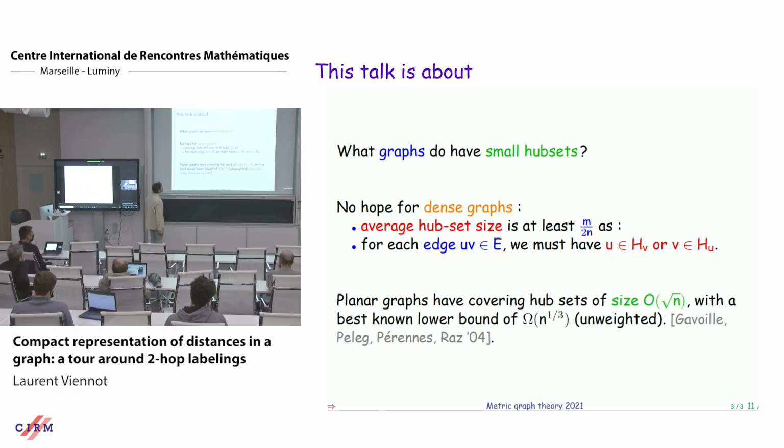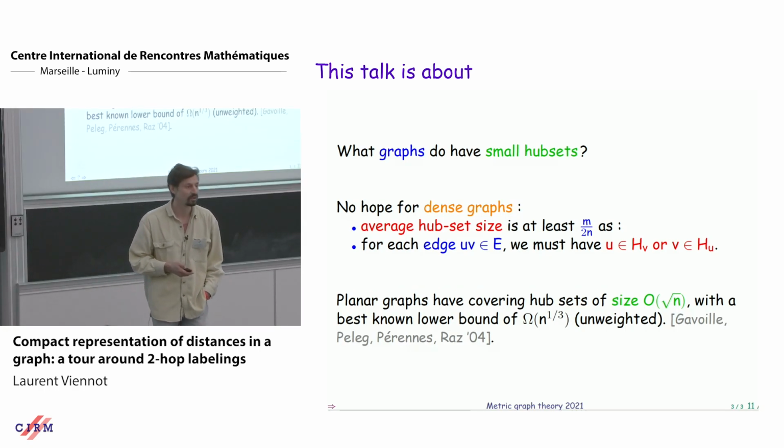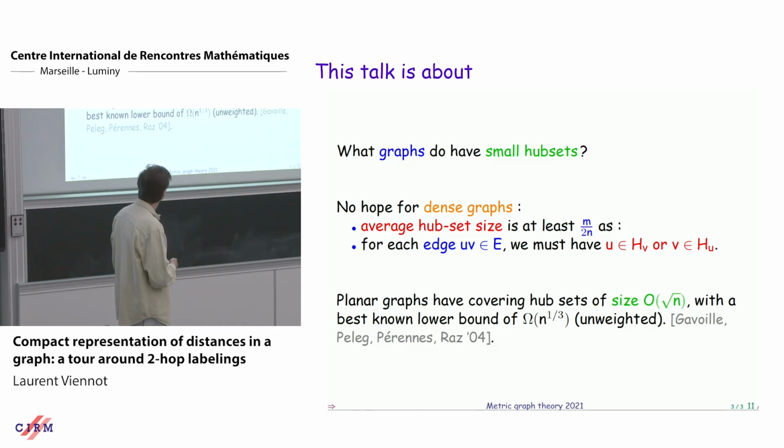But for planar graphs, for example, you can do upsets of size square root of n. And there is a lower bound. If the graph is weighted, there is a matching lower bound of square root of n. And if the graph is unweighted, there is an interesting lower bound of n to the 1/3, again by Gavoille et al. These people have done a lot of work on distance labelings.